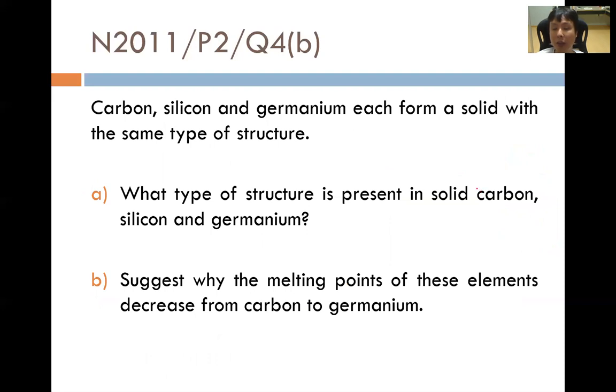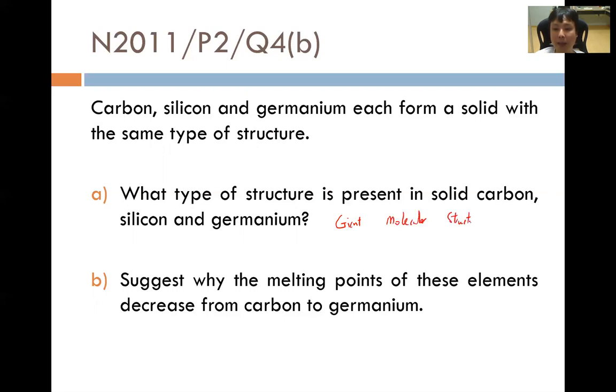So for carbon, we already know that they form giant molecular structures within carbon atoms. And the two structures are basically graphite and diamond that we covered. So definitely, if they tell you that it's the same type of structure between carbon, silicon, and germanium, this is giant molecular structure for sure.